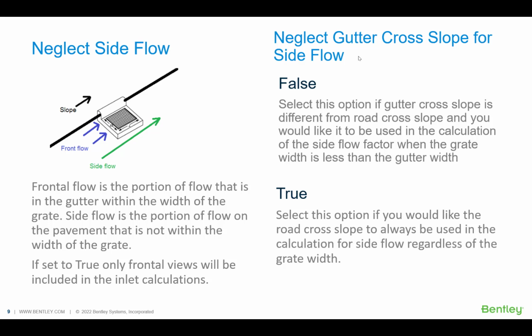Alright, so assuming that you want to include side flow, now we have an option if we want to neglect the gutter cross slope for the side flow. You're going to select false if the gutter cross slope is different from the road cross slope and you would like it to be used in the calculation of side flow factor when the grate width is less than the gutter width. We're going to select true for this option if we would like the road cross slope to always be used in the calculation for side flow regardless of the grate width.